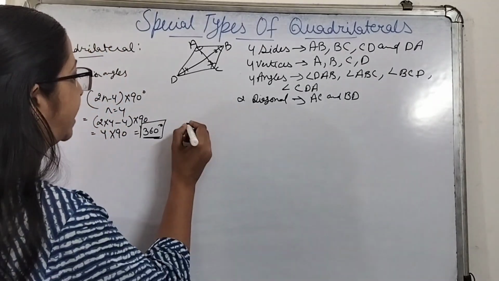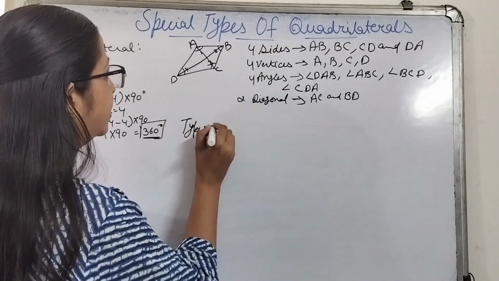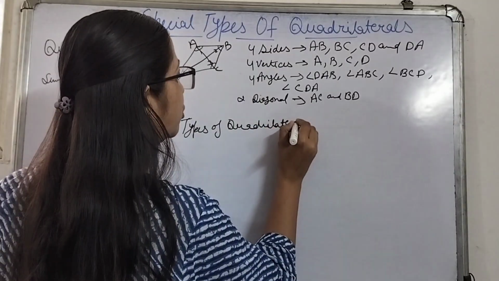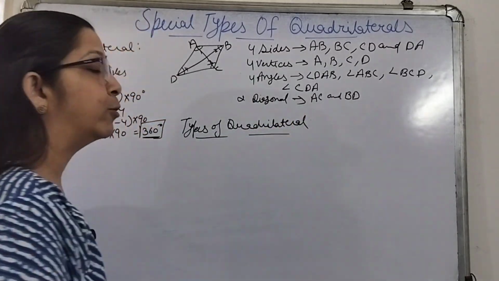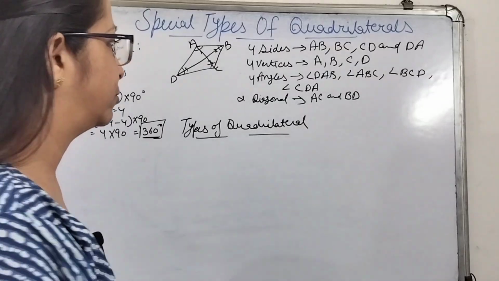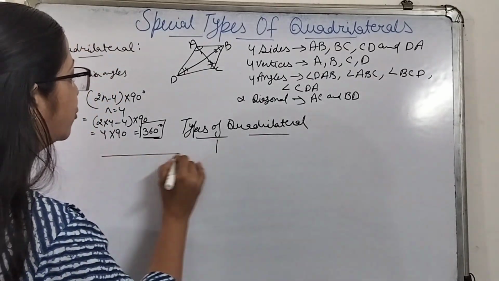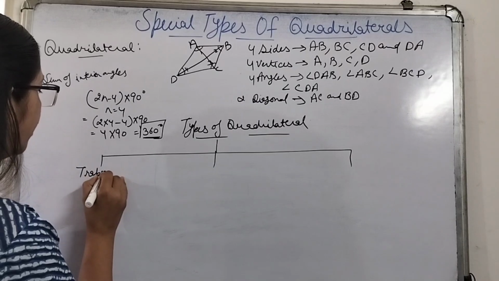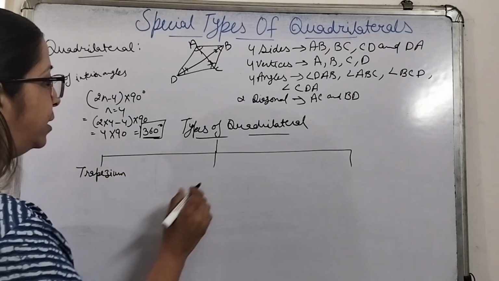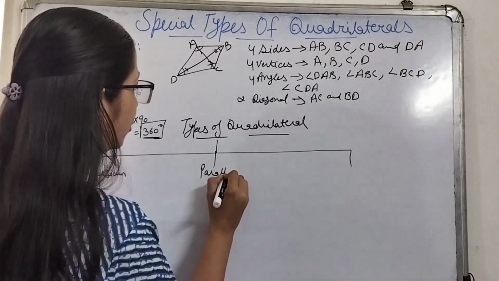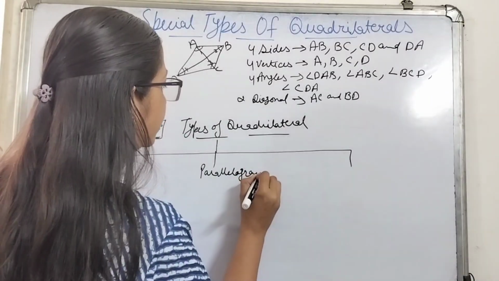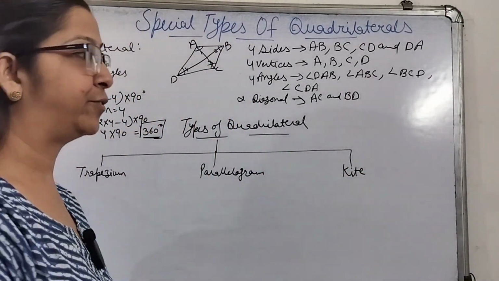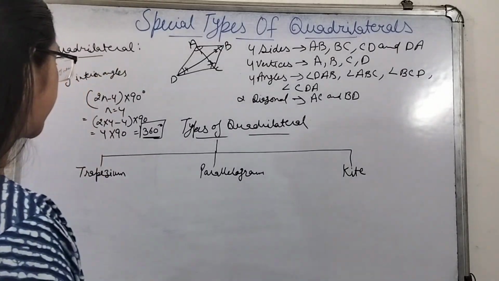Now let's see some of the types of quadrilaterals. Whenever we talk about quadrilaterals, we mean only a four-sided polygon. There are three types of quadrilaterals. One is the trapezium, another is the parallelogram, and the third is the kite. These are the three types of quadrilaterals. Now let's see what a trapezium is.